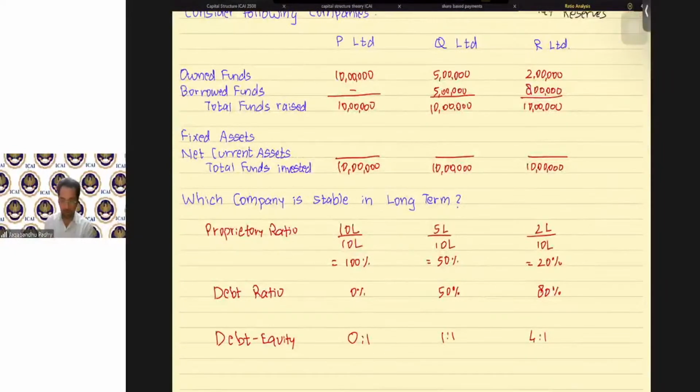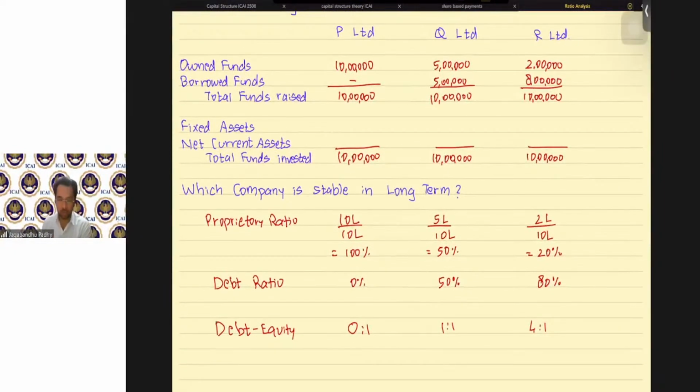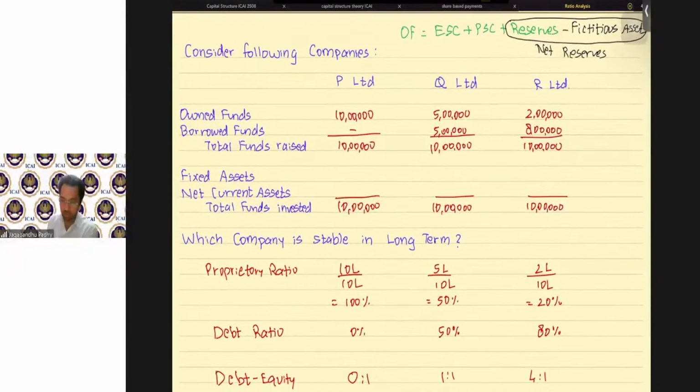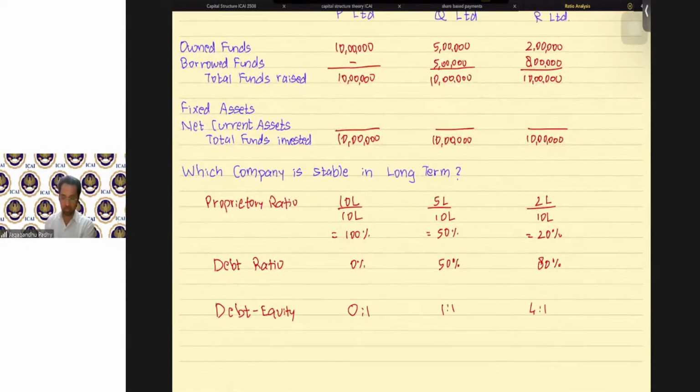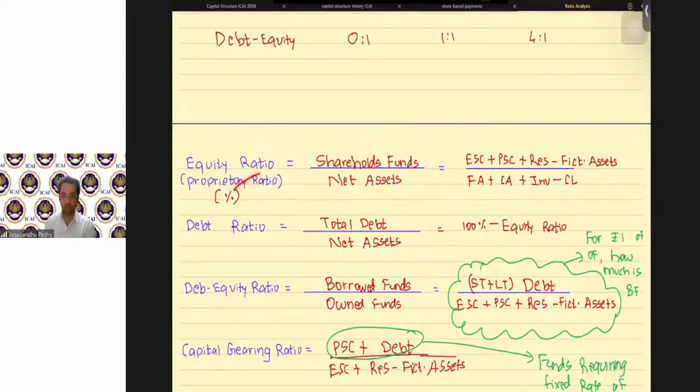Now, next thing that we did was calculation of some of the long-term liquidity ratios. Now, long-term liquidity ratios included proprietary ratio, debt equity ratio. So, proprietary ratio or equity ratio is simply shareholders' funds upon net assets, which means out of the net assets, how much is shareholders' fund. Similarly, we had debt ratio, which was total debt upon the net assets. The first ratio talked of what proportion of your assets is equity. This talks of what proportion of your assets is debt.